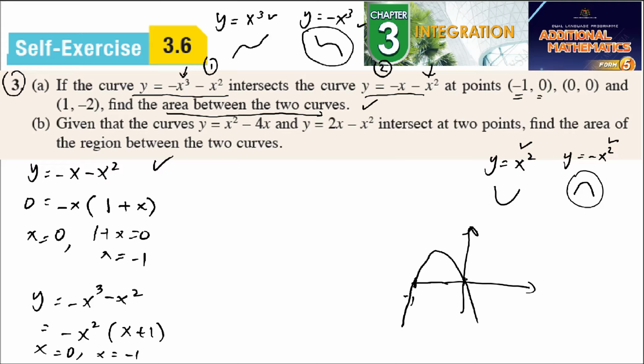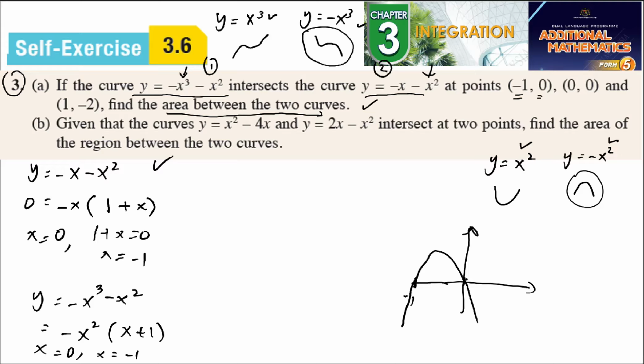Okay, number 3. If the curve, so this one, intersects the curve at points, we see here there are 3 points where they intersect. Find the area between these two curves. So we see here we have to know the general form, the shape of the graph.